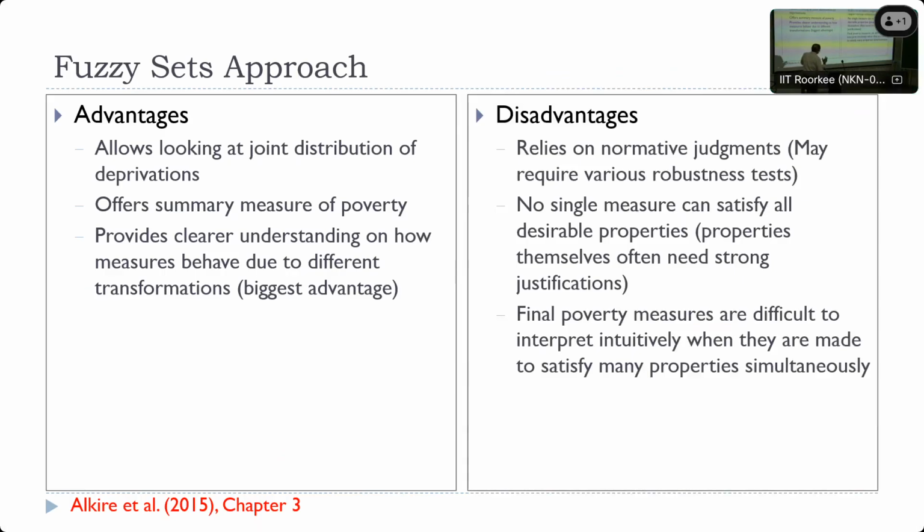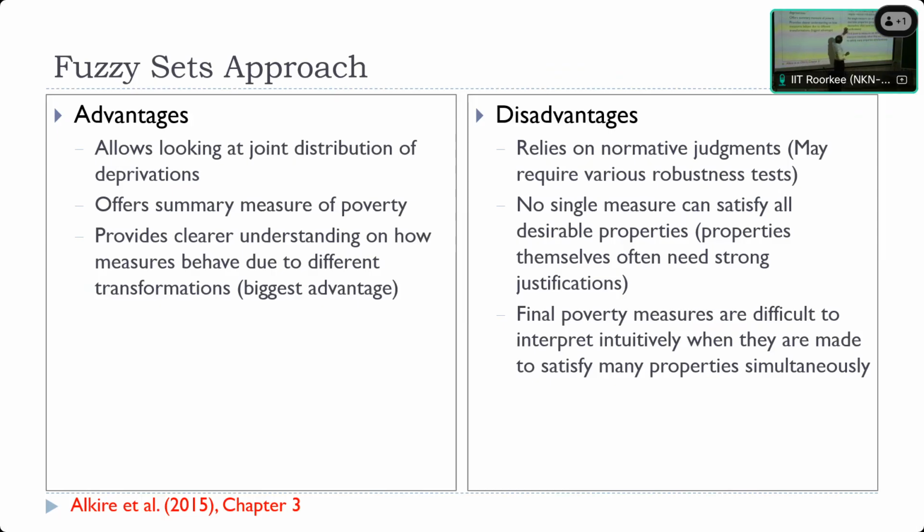Of course, some of them are claimed as disadvantages, but that could be their strengths. Number one, it relies on normative judgment, so you can ask anytime, okay, how do you choose a parameter? You have asked that question to me, and I don't have an answer to it. That's why you need to do a robustness test. Is it a bad thing? Good thing? I leave it to you. I like it because at least I know what I'm choosing.